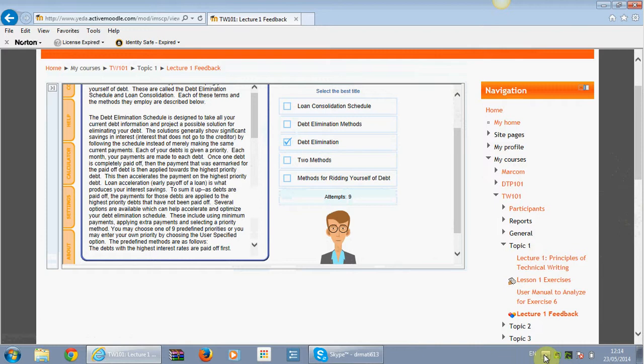Okay, so let's look at these titles. Loan consolidation schedule, that's too specific. That might be a good subtitle, but there's more to this piece than loan consolidation. There's also the debt elimination schedule and others. We're looking for the major title for the piece.